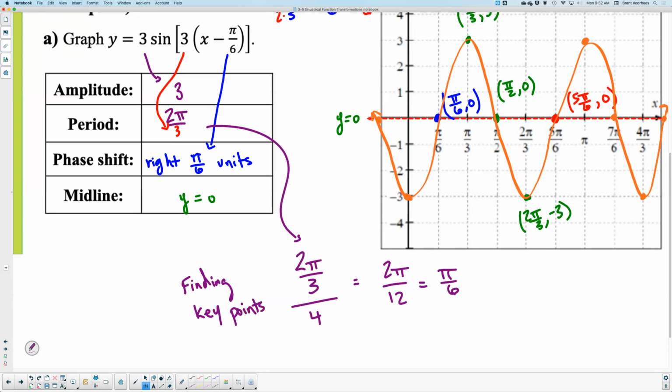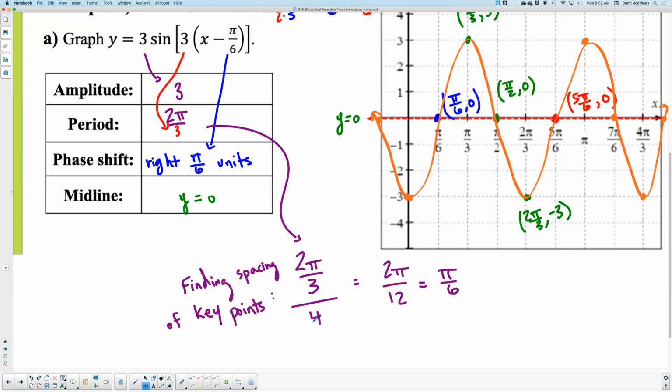So that's how far apart they are. Finding the spacing of the key points. Should say finding spacing of key points. Where'd you get the 4 from?